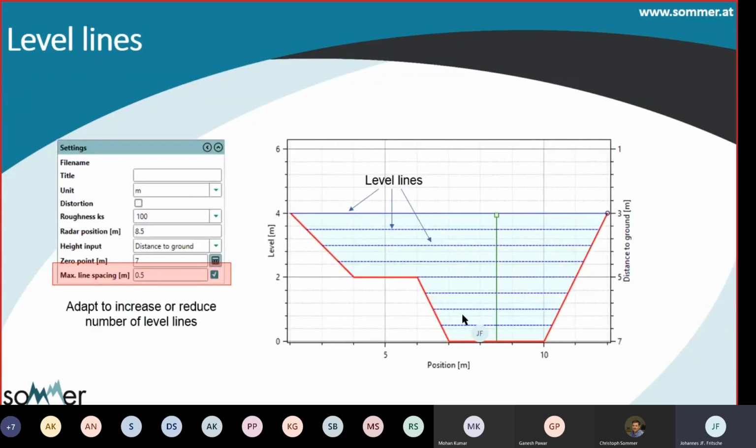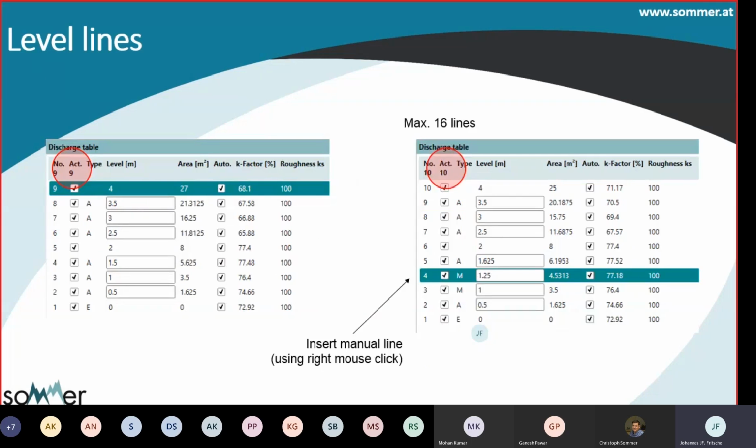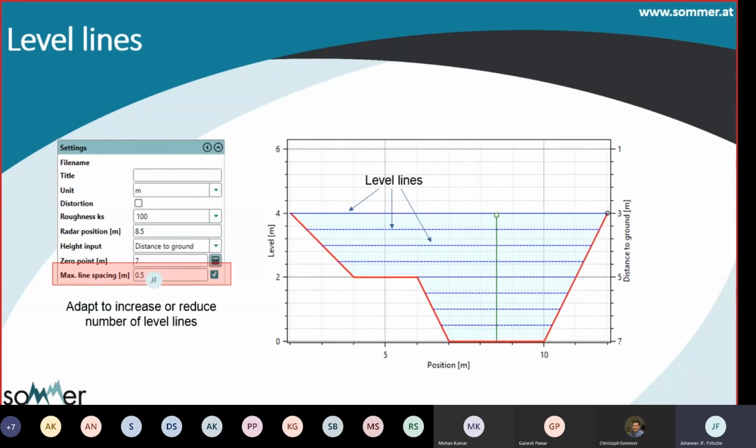This is quite enough. But if our cross-sectional profile is larger or more complex, then we should use 16 water levels for our discharge table. And as mentioned above, we can increase this number by reducing the line spacing here on the left side. So say, for example, we use 0.3 meters instead of 0.5 meters, then we add additional lines in our cross-section profile.